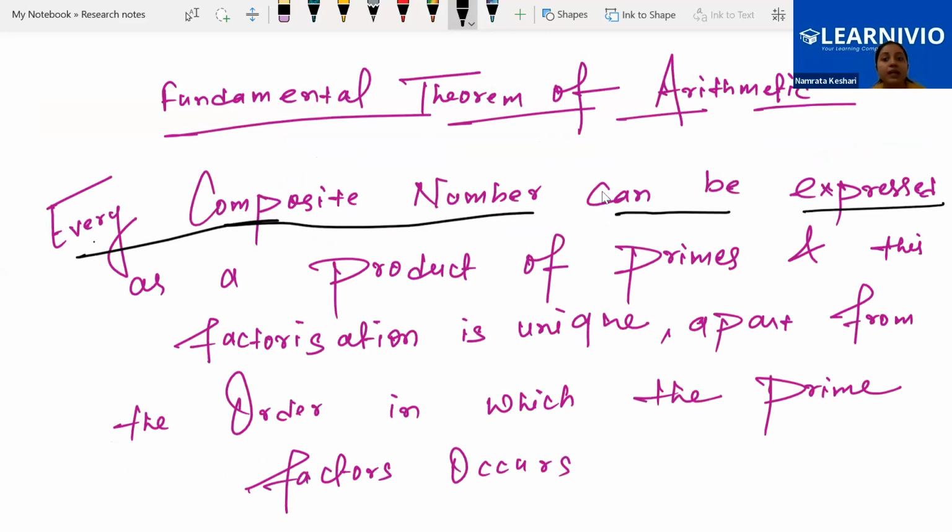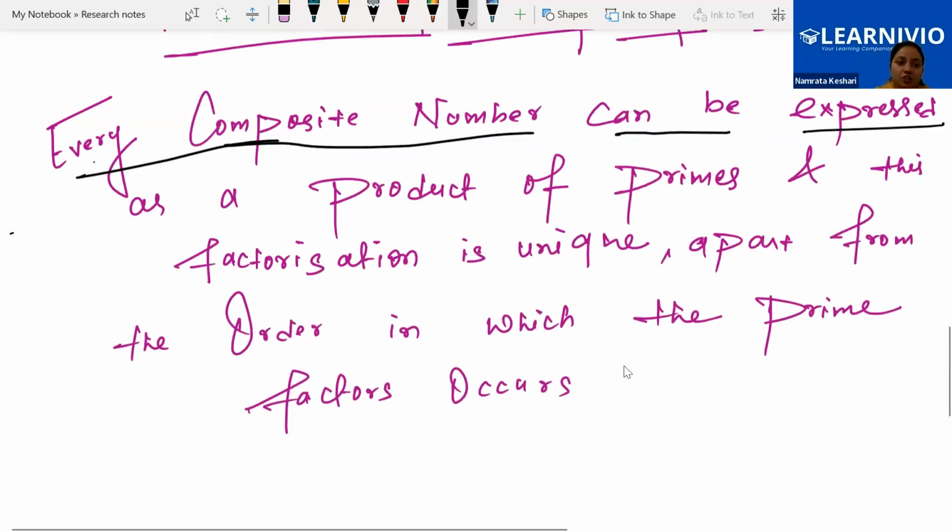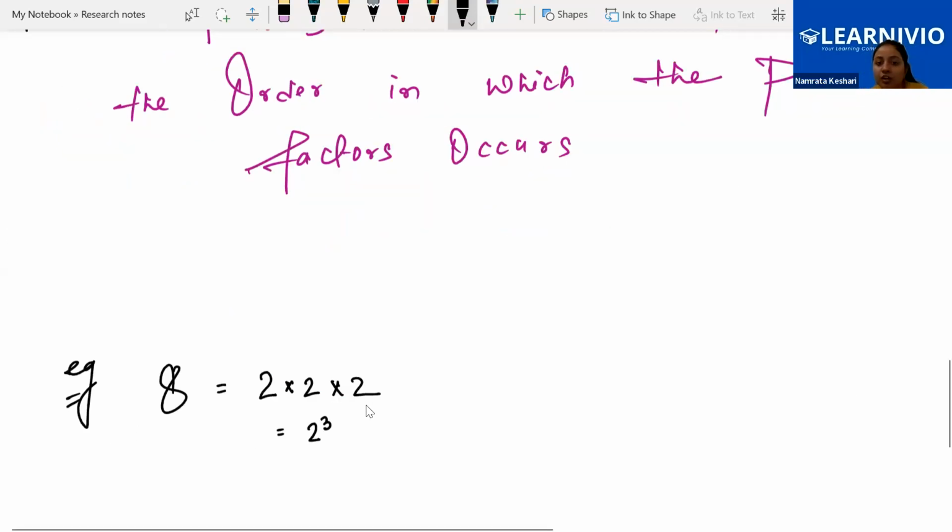we have taken a composite number, can be expressed. We have expressed it, which means we have done the factorization of it. Factorized, I am writing in the bracket. Beside this expressed part, I am writing factorized as a product of primes. Is it so? Have we got the product of primes? 2, 2, 2. Is it a prime number?